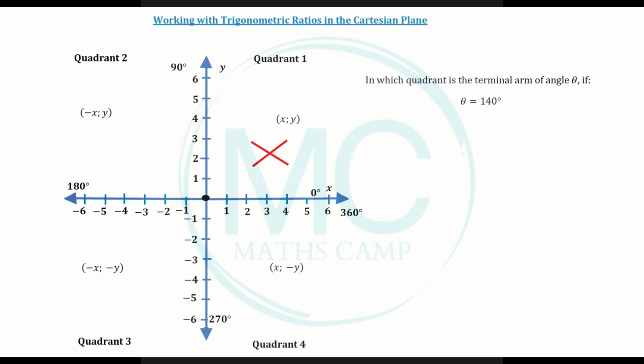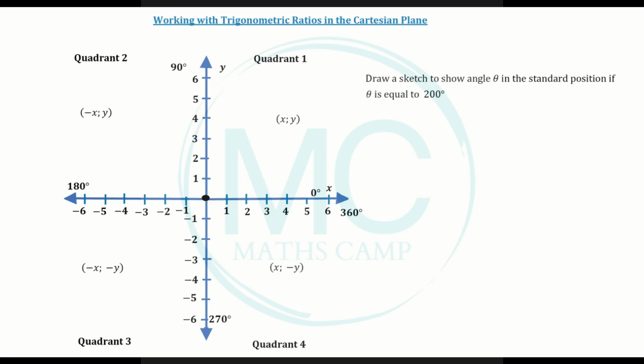Let's look at the other side of the x-axis. 140 degrees is smaller than 180. So the terminal arm will lie on this side of the x-axis. From this, we can see the terminal arm has to lie in quadrant 2.